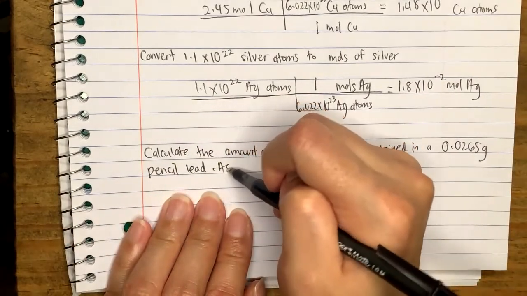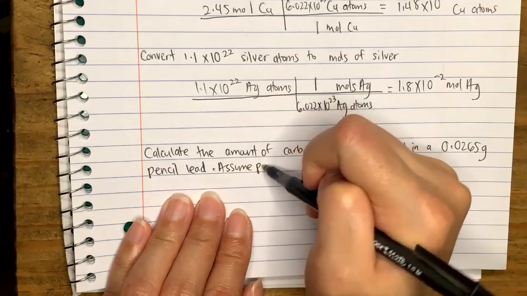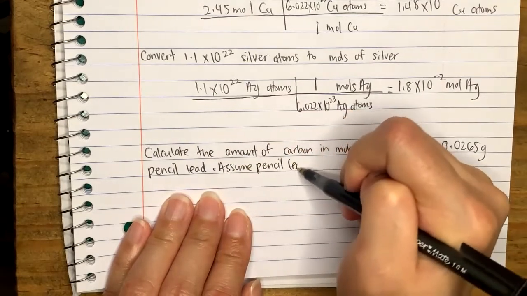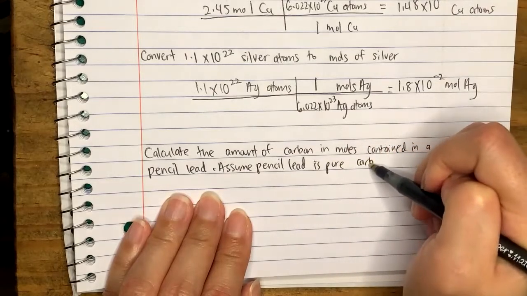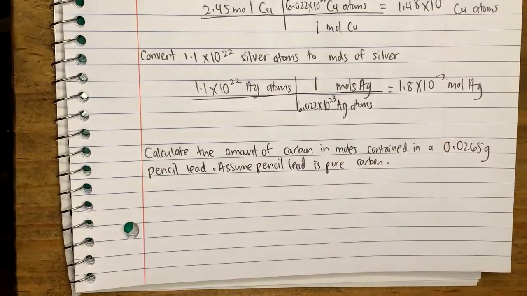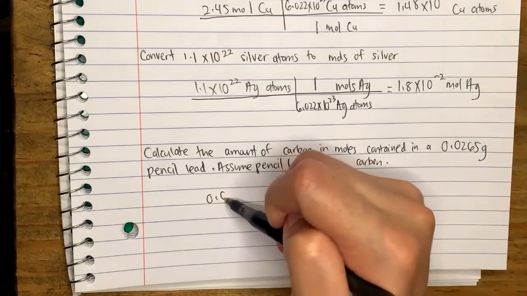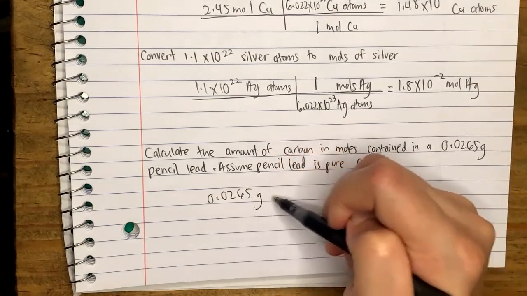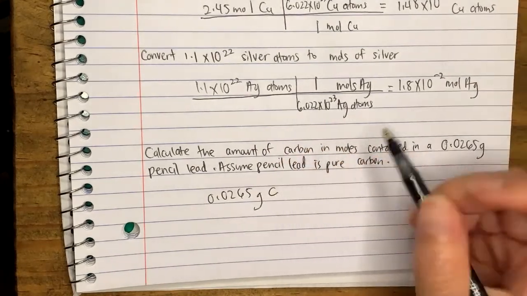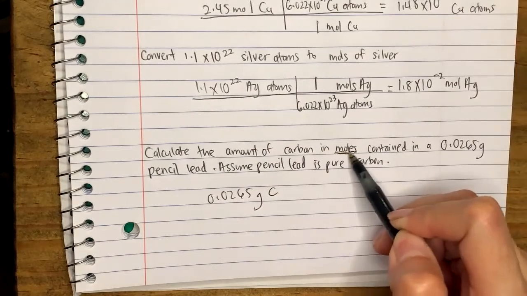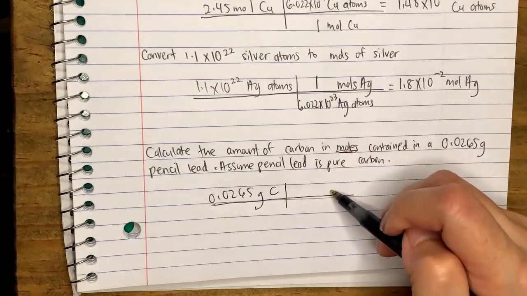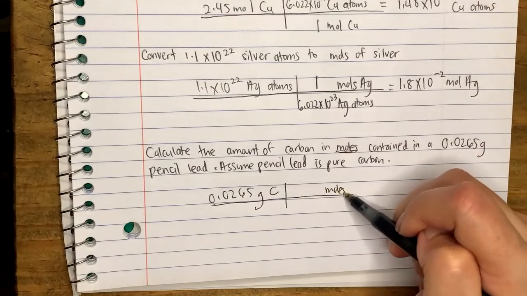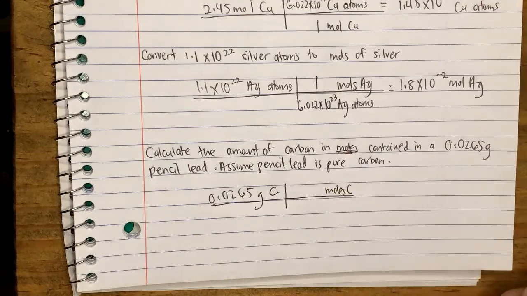We have to assume pencil lead is pure carbon. So it's basically just carbon. If you have 0.0265 grams of carbon, they want you to change it to moles of carbon. How are you going to do that?